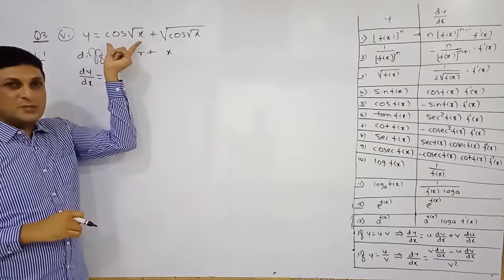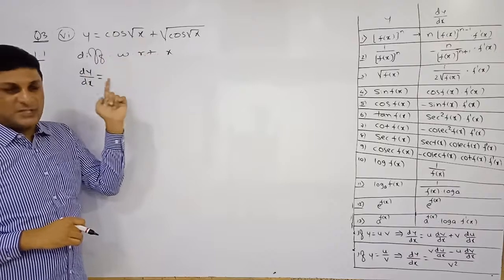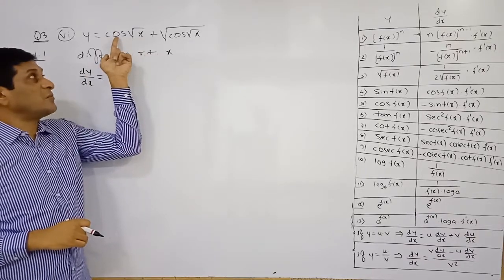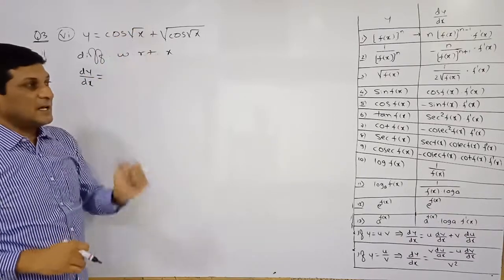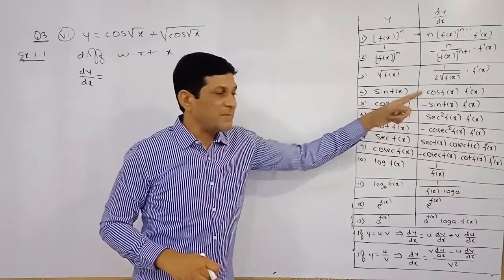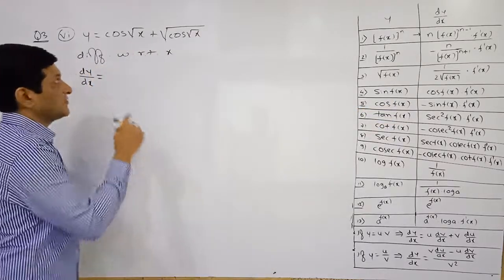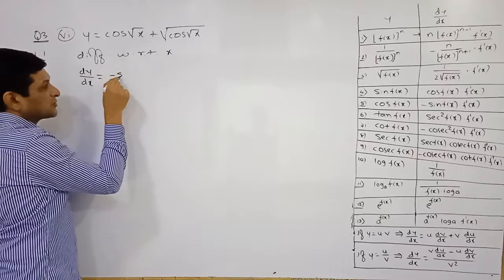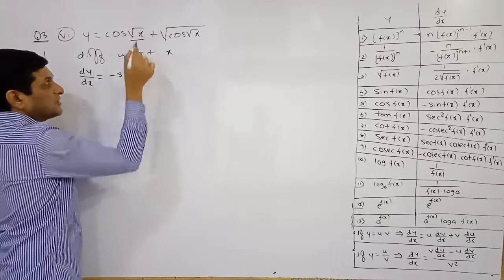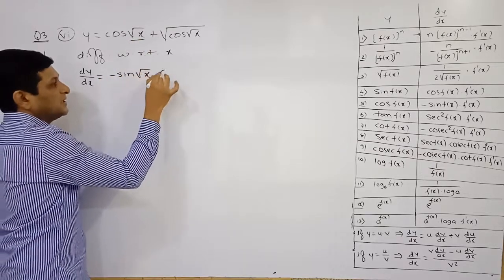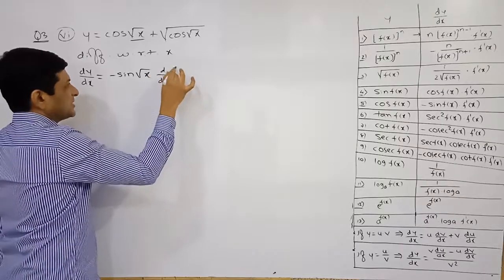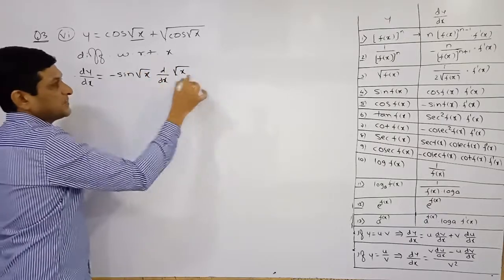According to the addition rule, first find the derivative of the first function. If you observe the first term, it is in the form of cos f of x. And the derivative of cos f of x is minus sin f of x into f dash of x. Means its derivative will be minus sin f of x. What is f of x here? Root x, into the derivative of f of x, means the derivative of root x. Plus, keep it as it is.